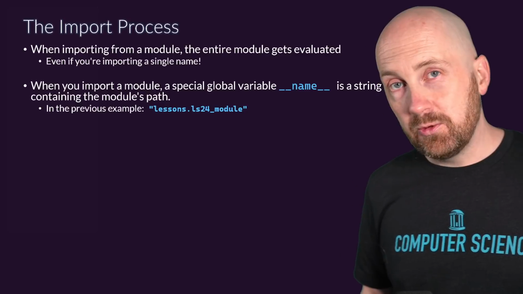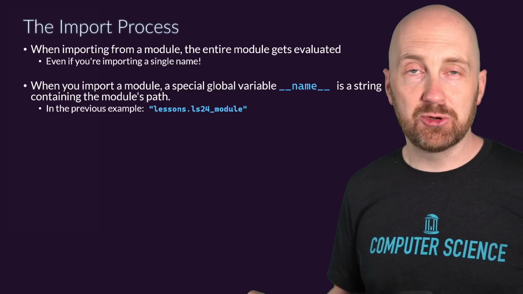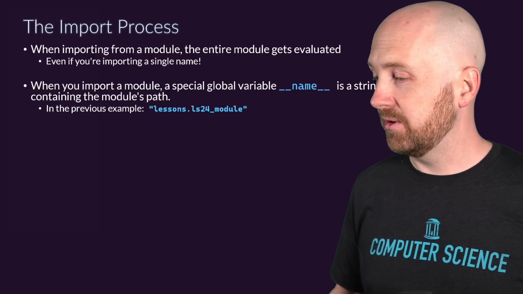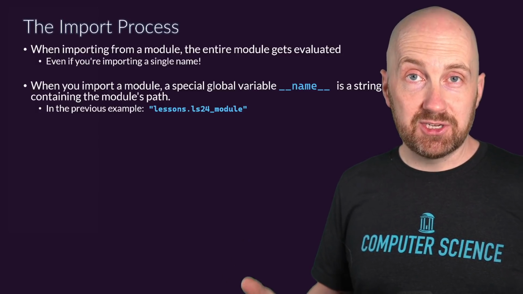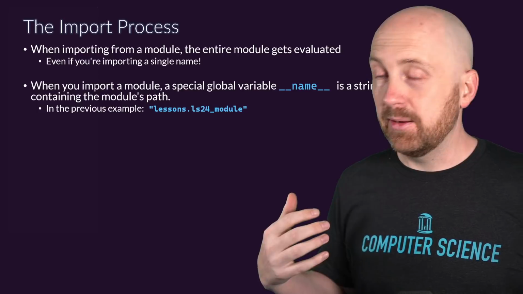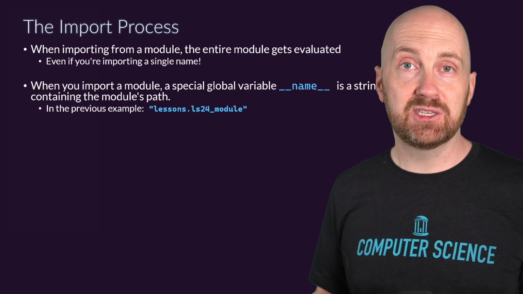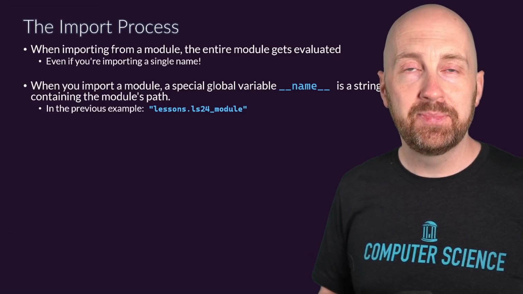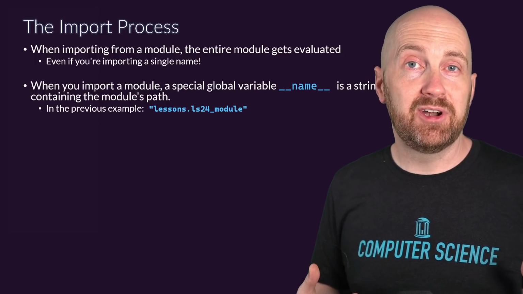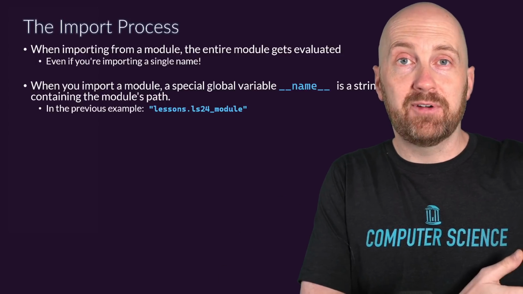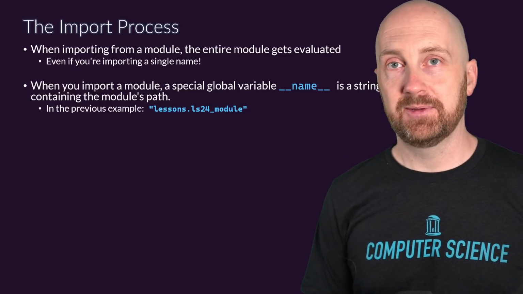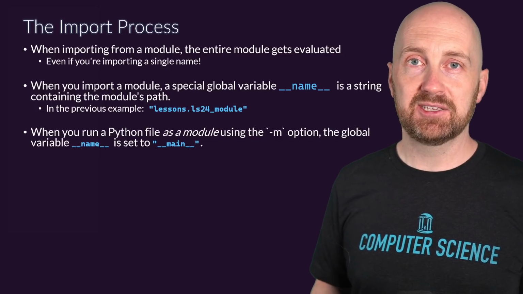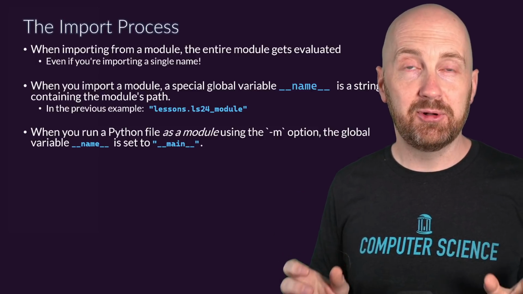So when you import in this way, the special dunder name that we've seen many times already, the __name__, winds up being assigned a string value that is equal to the module's path, right? So if we did this, as we saw before, the module's path is lessons.ls24 module. And this is what the __name__ variable would be set to if we imported from it, and it gets loaded during that import process. When we run a module using the -m syntax, that name variable is set to __main__.